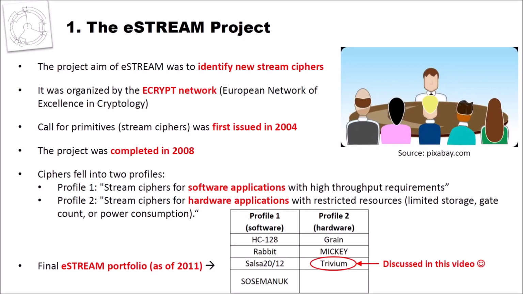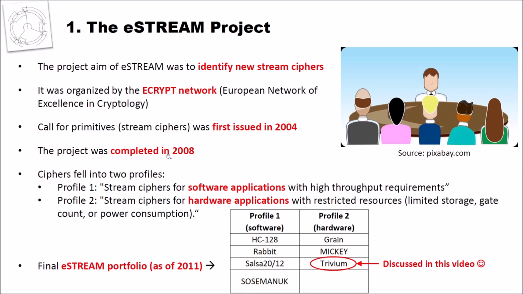The eSTREAM Project. The project aim of eSTREAM was to identify new stream ciphers. And it was organized by the ECRYPT network. ECRYPT stands for European Network of Excellence in Cryptology. First, there was a call for primitives, stream ciphers, that was issued in 2004. The project was completed then in 2008.